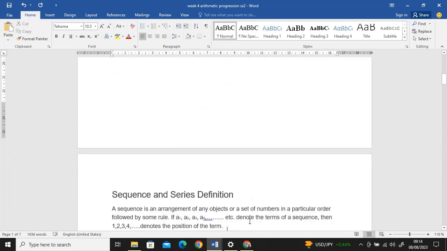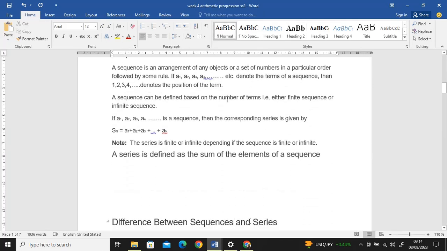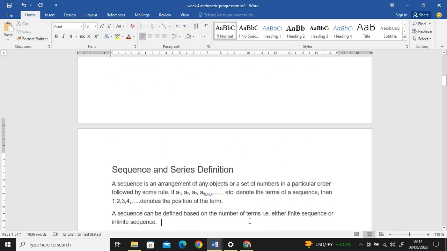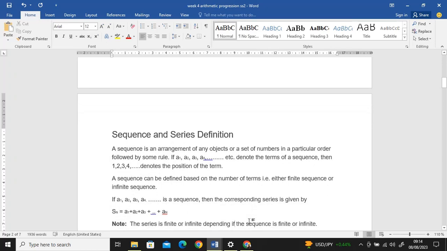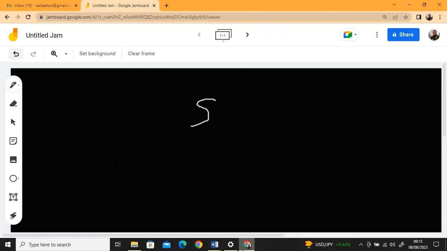The first thing is that let's define what sequence and what series is. Now a sequence is an arrangement of any object or a set of numbers in a particular order followed by some rules. It means when you arrange a number, let's take for example, let's assume they give you a number like this. They just said 2, 4, 6, 8, 10.